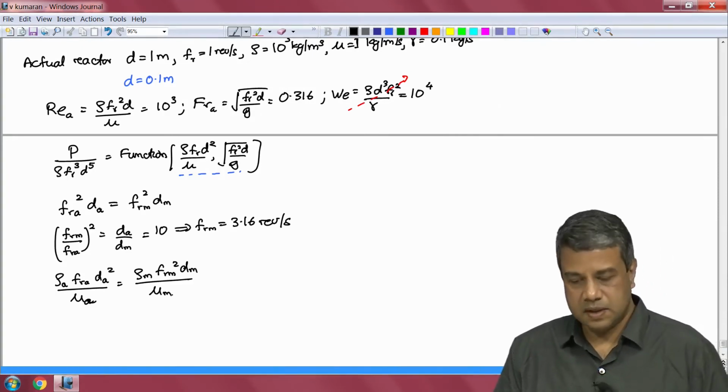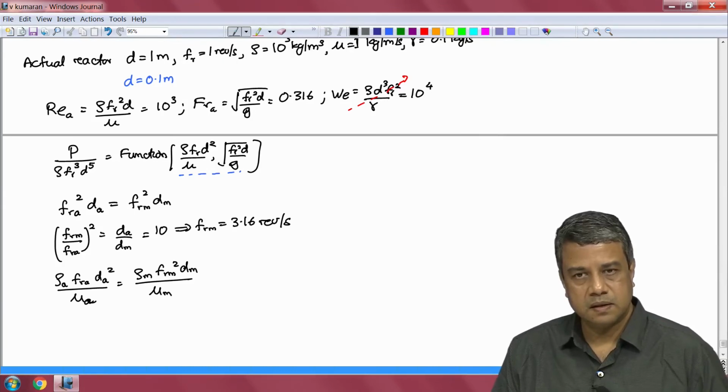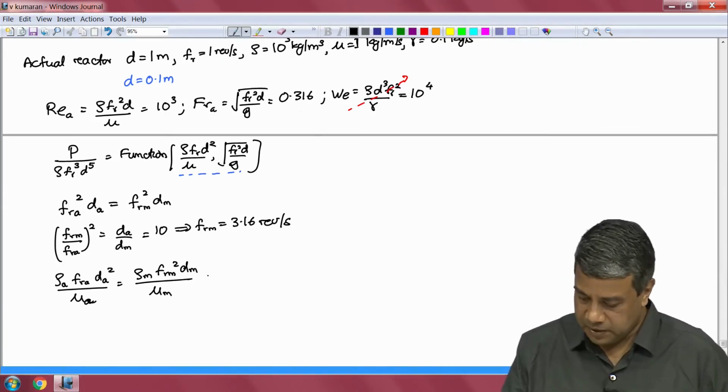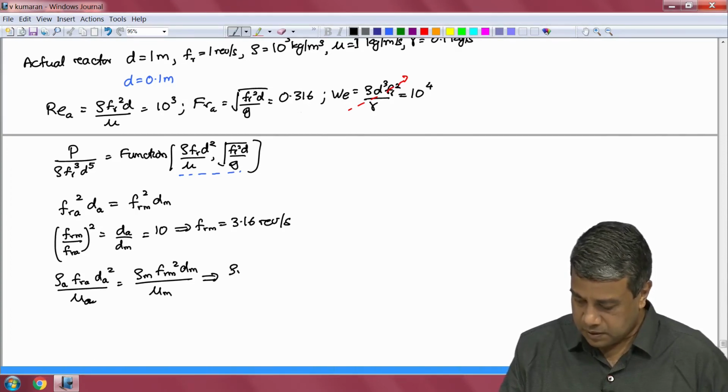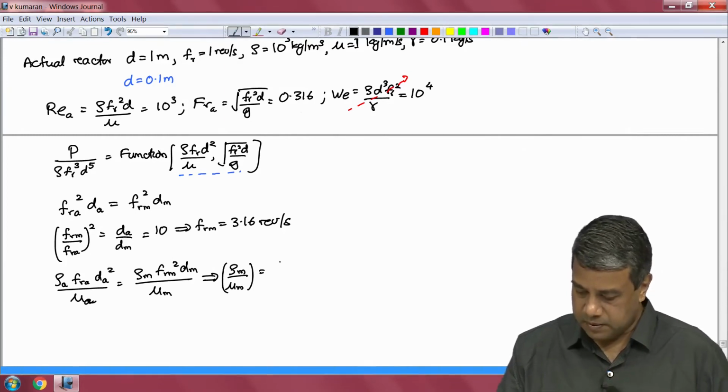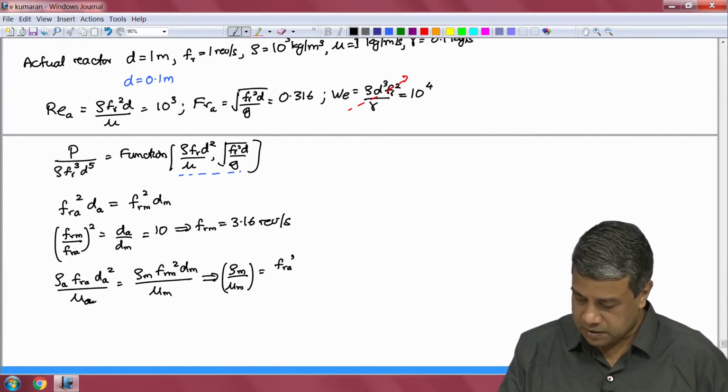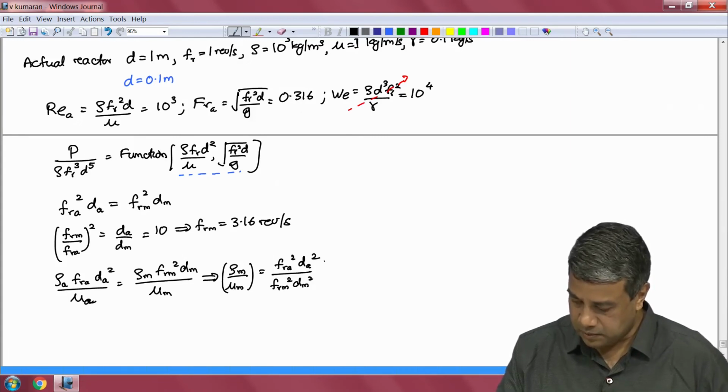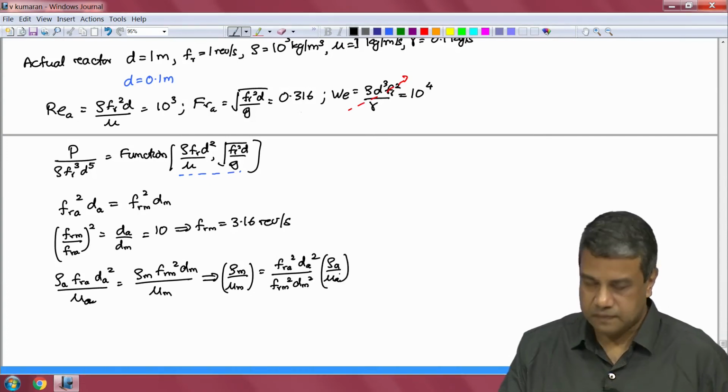Okay, between the actual and the model reactor. This implies that rho m by mu m will be equal to FRA squared dA squared by FRM squared dm squared into rho of the actual divided by the viscosity of the actual fluid.